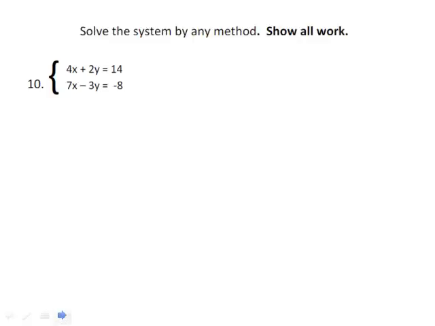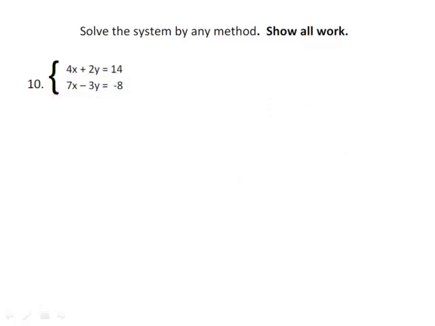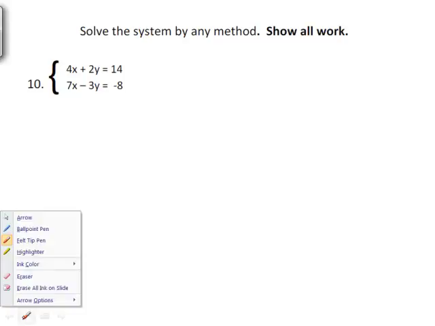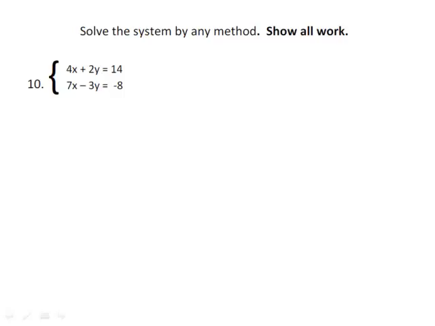Oh boy, this one's not good. Nothing solved for a variable, so substitution's not a good choice. I have no opposites in the x's. I have no opposites in the y's. And not only that, I can't take one of the equations and multiply it by a number to create opposites. So in this case, I'm going to have to do it by multiplying both equations by a number.